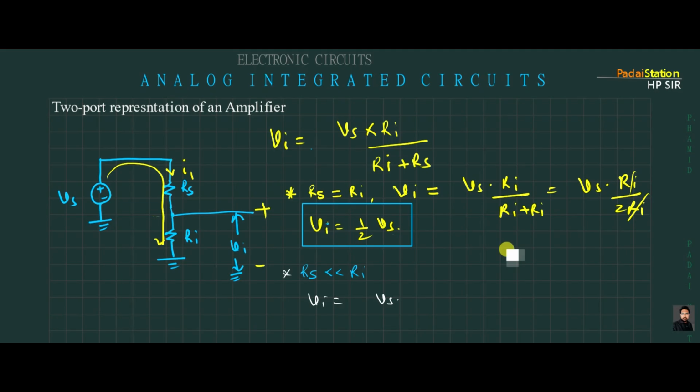So what is the required thing? Ri should be high. Then we'll get the maximum input to the amplifier. Got it? We got the answer for the first question: why the input resistance of an amplifier should be high in the case of a voltage amplifier. Now, for the next question, we have to find the answer.